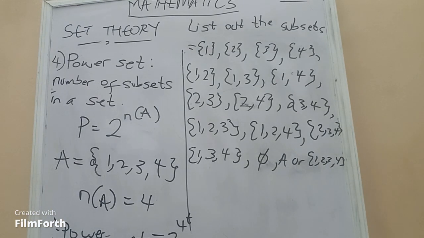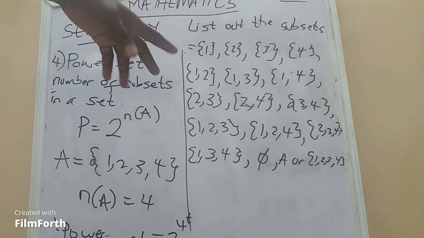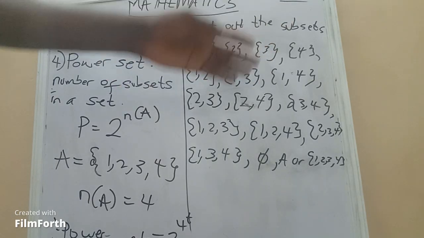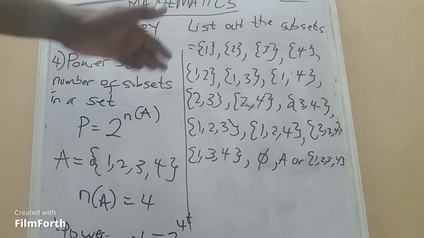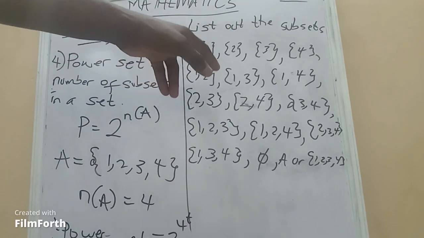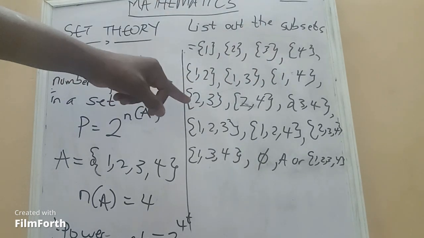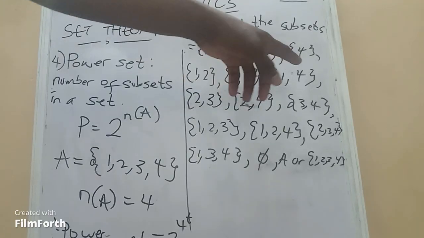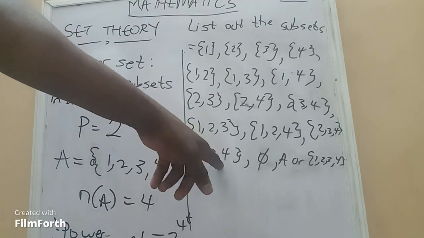Another way you can get the number of subsets in a particular set is to write those subsets out, where we have 1, 2, 3, 4. You've written out the individual elements. Now we pick the first two, 1 and 2, that's another subset. 1 and 3, 1 and 4. We write 2 and 3, 2 and 4, 3 and 4. If you read through, you will see where we have 1, 2, 3 and so on, up to 1, 3, and 4.